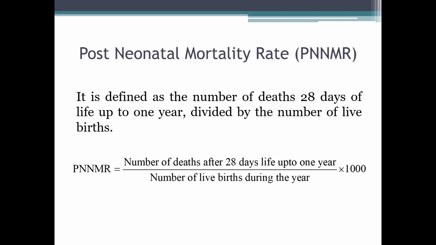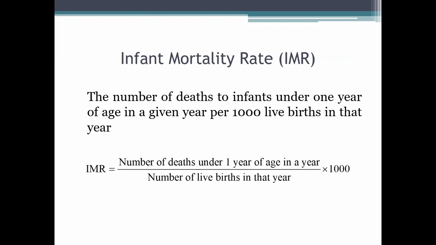Post-neonatal mortality rate is defined as the number of deaths from 28 days of life up to 1 year, divided by the number of live births, multiplied by 1000. This is the formula for post-neonatal mortality rate. Infant mortality rate: the number of deaths to infants under 1 year of age in a given year per 1000 live births in that year. That is the infant mortality rate.